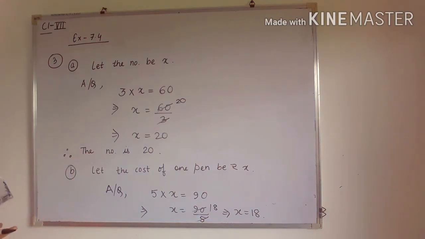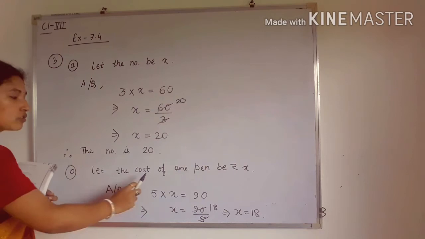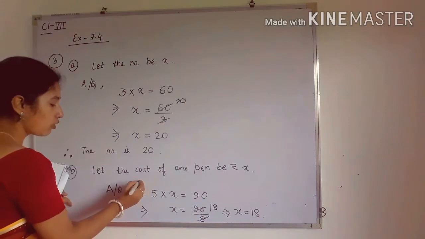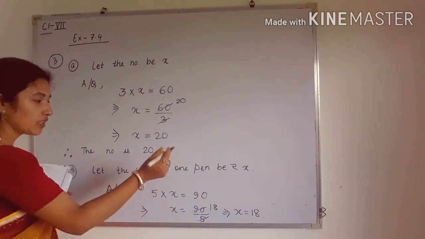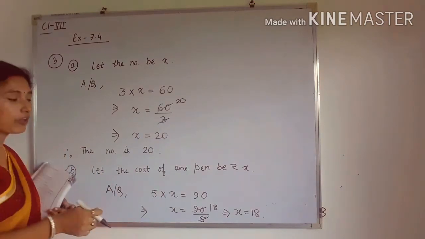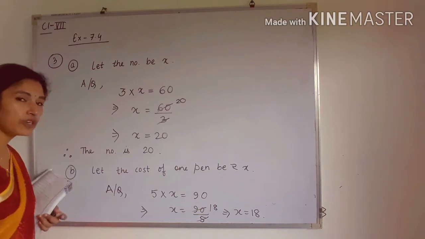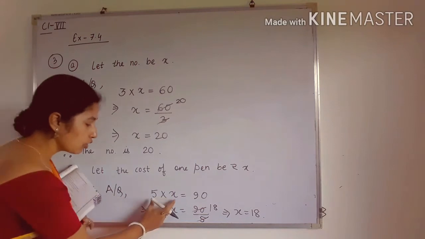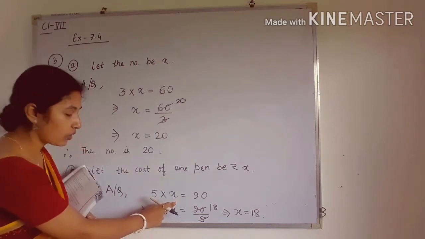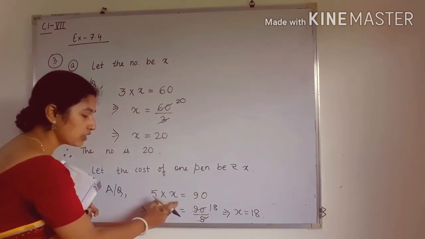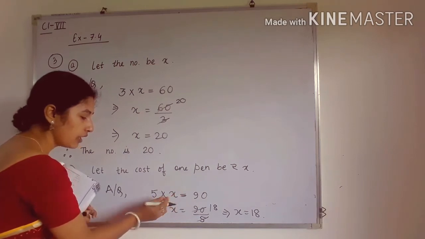Next is number B. The cost of 5 pens is given, that is rupees 90, and you have to find the cost of 1 pen. So let the cost of 1 pen be rupees x. If the cost of 1 pen is rupees x, what will be the cost of 5 pens? Yes, it will be 5 into x. But in the question it is given that the cost of 5 pens is rupees 90. So we can equate both sides. One side is the cost of 5 pens, 5x, and according to the question the cost of 5 pens is 90. So we equate both sides.